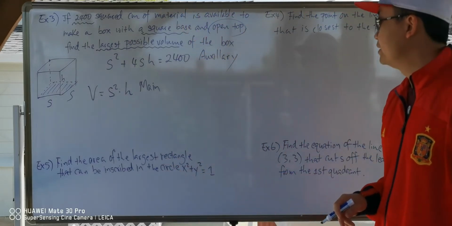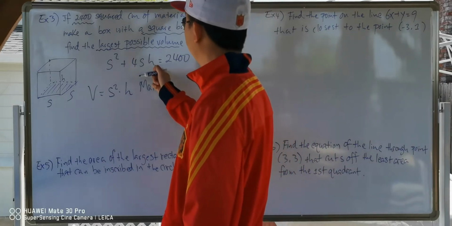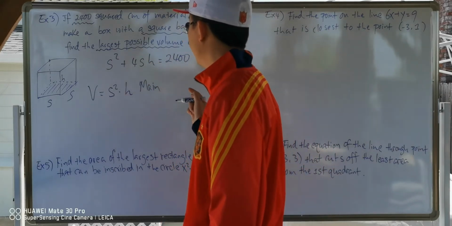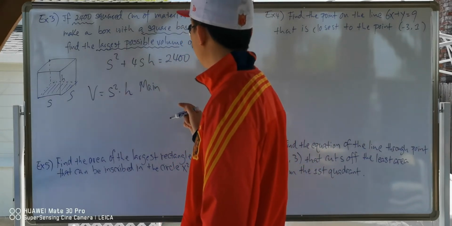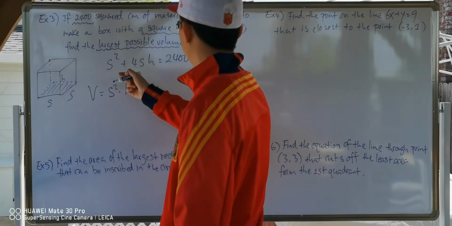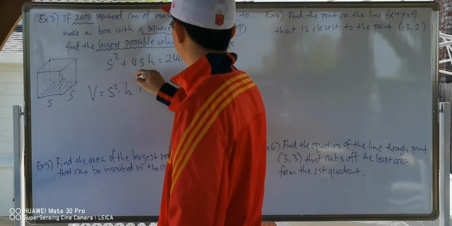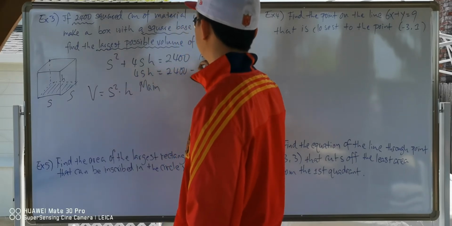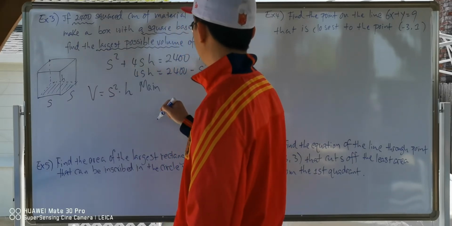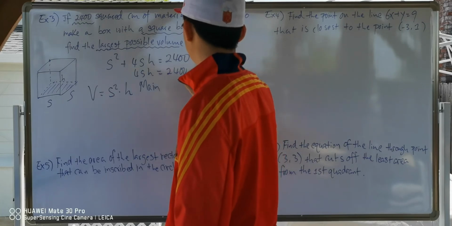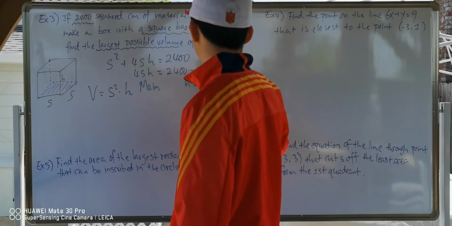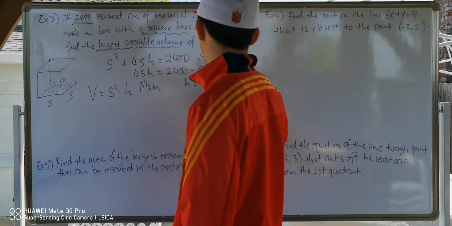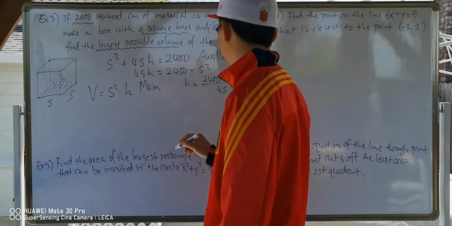Since we don't know what h is, maybe we can isolate h by itself. In order to isolate h, we subtract s squared from both sides. So 2400 minus s squared, and then from here, divided by 4s. So h equals 2400 minus s squared over 4s.